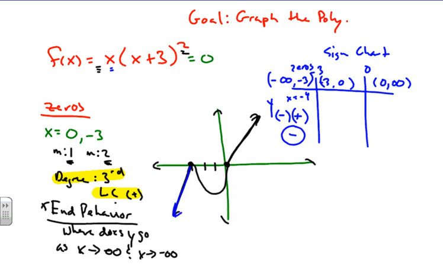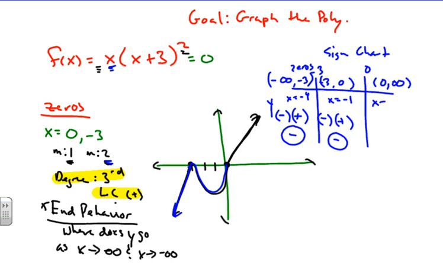We go to the next interval. We can plug in -1. I plug into my first factor and get a negative value. Plug into the second and I get a positive value. Once again, you can see it's going to be negative, so it's going down. And that's why we verify that it is tangent, because we do have a multiplicity of 2.